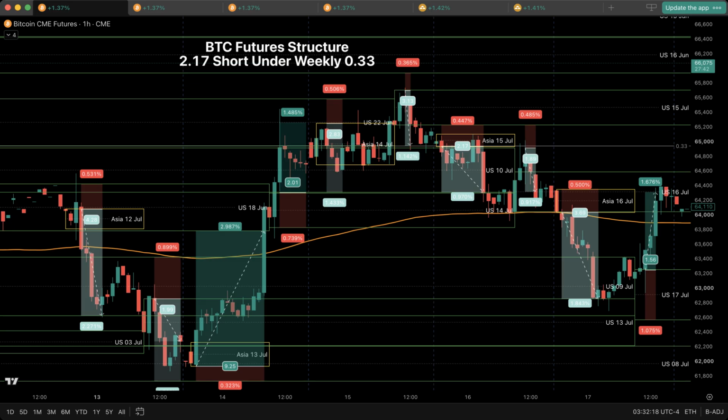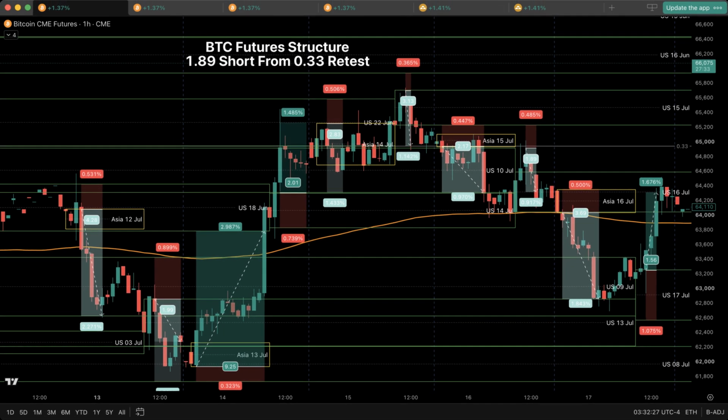Stop. July 15th U.S. lower boundary. Target. July 14th Asia lower boundary. Trail. July 10th U.S. midpoint. Risk-reward ratio: 2.17. Price reaches. It reacts. It fails higher. Then the short earns execution. Price bounces into 0.33. But it cannot stay there. The session forms between two old midpoints.